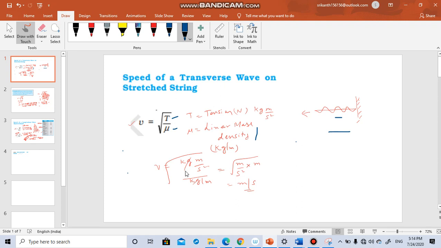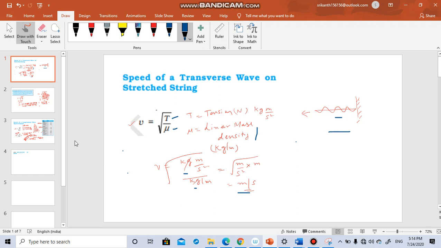Dimensionally, if you verify, T is newton, so it is kg meter per second square, divided by kg per meter. So kg and kg cancel, and meter goes up in the numerator. It is root over meter square per second square. You are getting meter per second. So dimensionally this formula is okay.